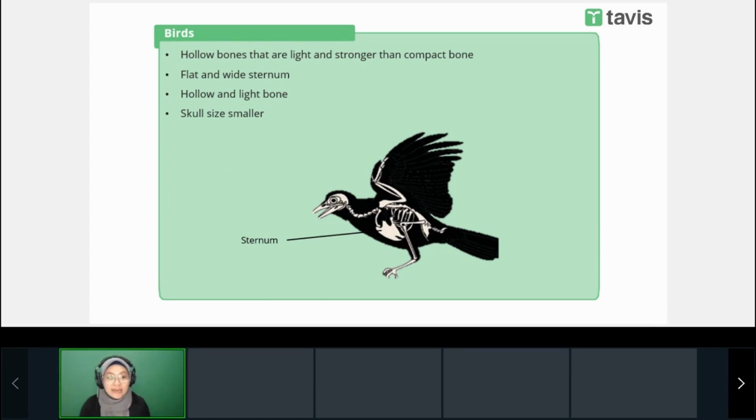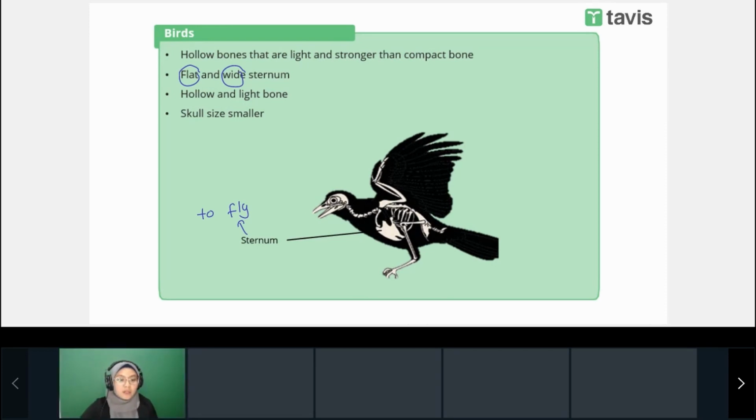This is the third one, another endoskeleton animal. How about birds, teacher? Does it have a big pectoral girdle or pelvic girdle? It doesn't have a pectoral girdle or pelvic girdle. It does have a sternum. This sternum over here is an adaptive structure that enables it to fly. Usually the sternum is flat and wide. It is an adaptation so that the bird can fly.